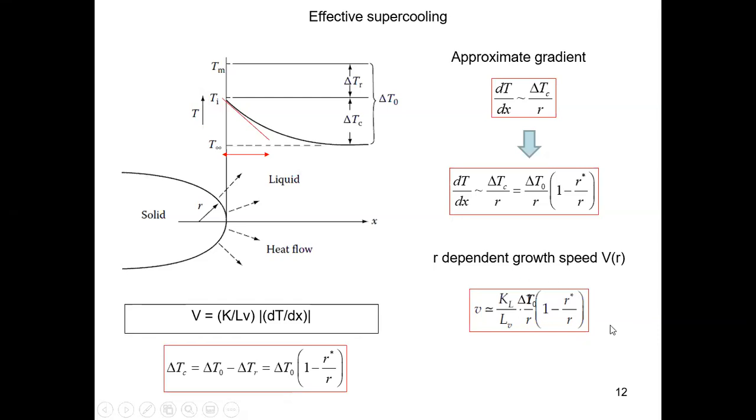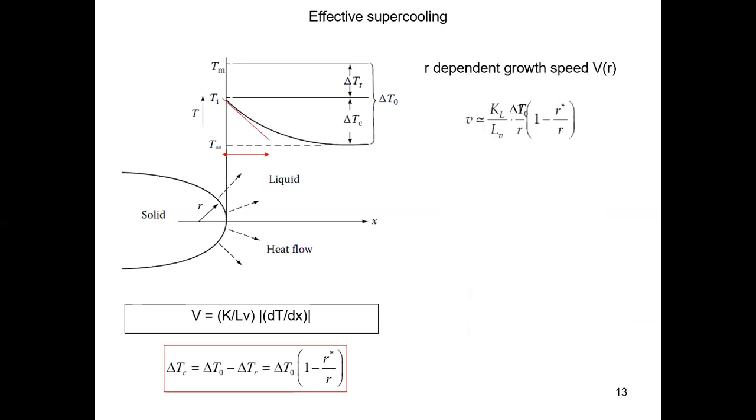I say this is non-trivial because this relation is a non-monotonic function of R. The 1 over R is monotonically decreasing, but the 1 minus R star over R is monotonically increasing. So you have a decreasing function times an increasing function of R. We know this is non-monotonic, and this implies you have a local maximum or minimum of velocity. So depending on the radius you have, the growth velocity is quite different. If the radius is too large, it's not good. If the radius is too small, it's not good. There is a delicate balance that gives you the best growth velocity. That is what we're looking for.